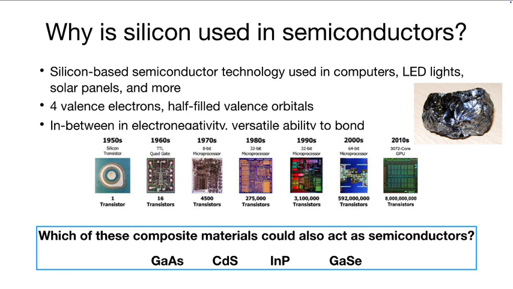So if we now move to composite materials. As we find that silicon works, we want to find other materials that could potentially do the same thing. So which of these composite materials could also act as semiconductors? Well, the big thing that we're trying to tip in on here is trying to get to that 4 valence electrons as kind of our bulk system.